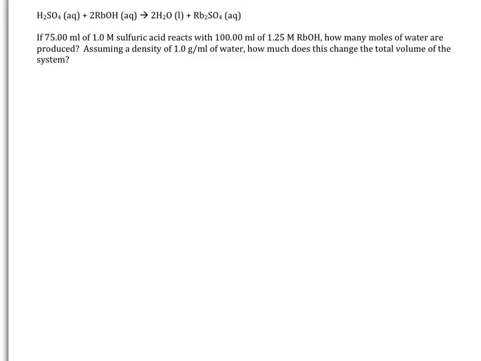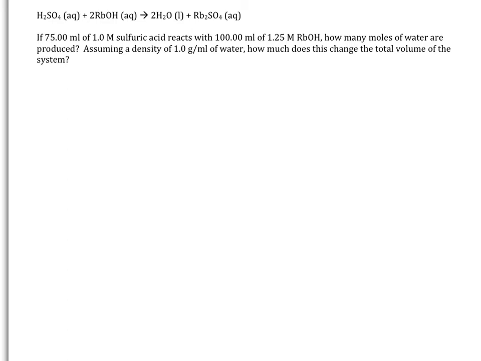Okay, let's look at another example, slightly different this time. What we have in this case is 75 milliliters of 1.0 molar sulfuric acid, H2SO4, and it's going to react with 100 milliliters of 1.25 molar rubidium hydroxide. And we want to know how many moles of water will be produced in this case. And I'm not asking for mass, I'm asking for moles. And there will be a second thing, which is assuming a density of 1 gram per milliliter of water, we want to know how much does this change the total volume of the system.